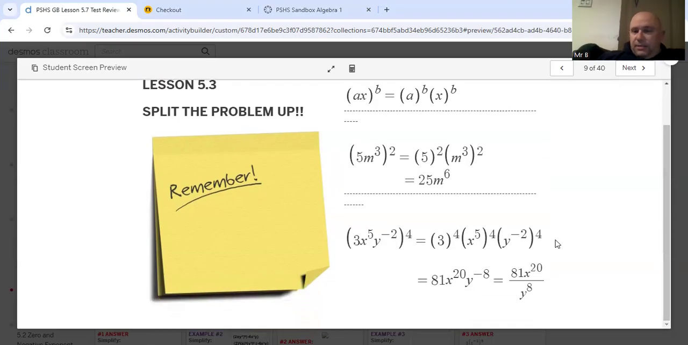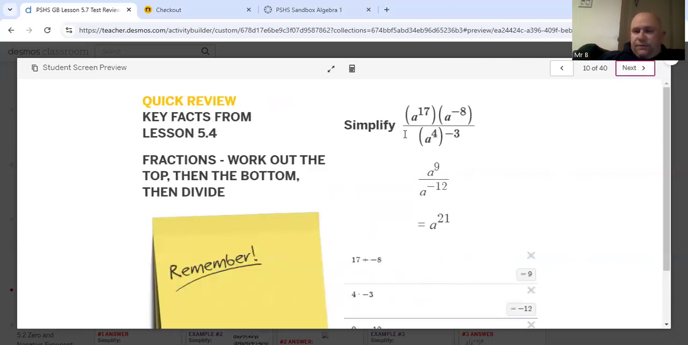And if we get a question that's a little bit longer like this, put each of these pieces to the power of 4 and then work out each one. 3 to the power of 4 on your calculator is 81. 5 times 4 is 20 using the power to a power rule. And -2 times 4 is -8, also using that same rule. And then that negative exponent, you can't leave it. So move and change, and that will give you this answer here.